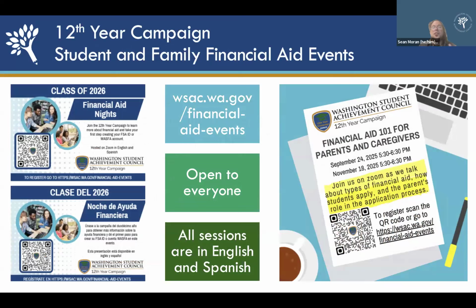They've also provided resources such as the 12th Year Campaign student and family financial aid events. So they have parent and caregiver nights. They also have it open to everyone. All sessions are in English and Spanish so that they can work on some of the equity issues that oftentimes take place. One of the things to note, as we've talked about in the past too, is they don't just focus on the FAFSA, they also focus on the WASFA. And so they can answer a variety of questions there as well.